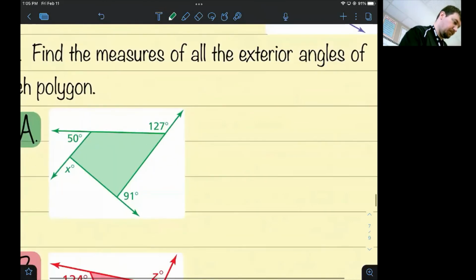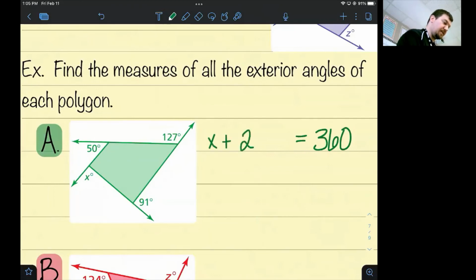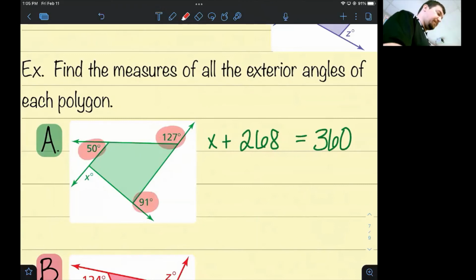360 minus 260. Nope. It should be equal to 360. So tell me what you would set 360 equal to. X plus 268. Okay. So Xander has combined his like terms, which are going to be the 3 angles that we do have.